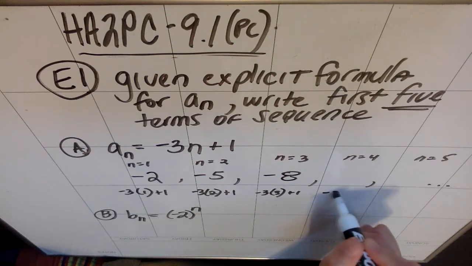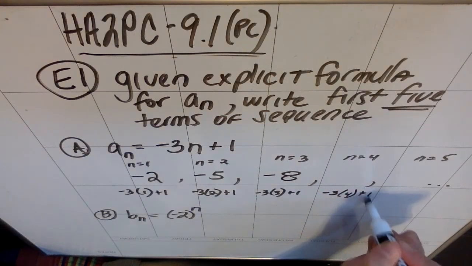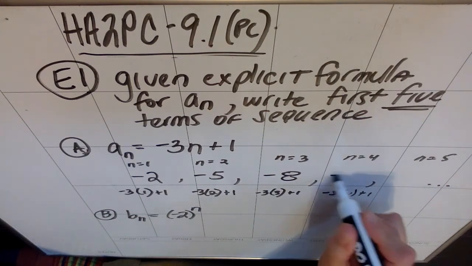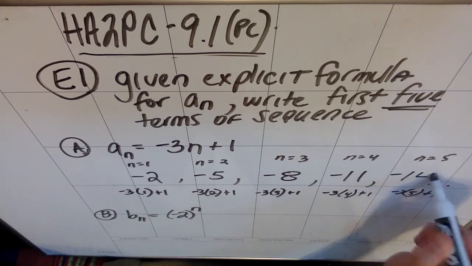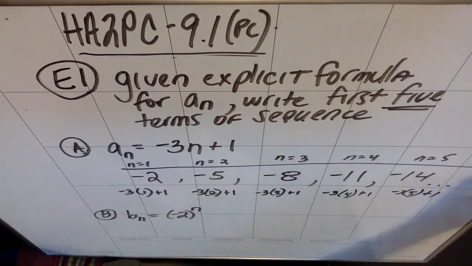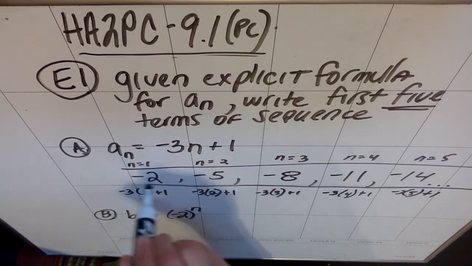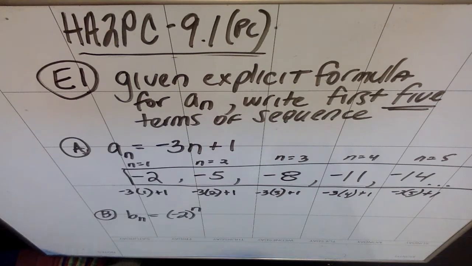When I plug in 4, I'll get negative 3 times 4 plus 1. Well, that's negative 12 plus 1, so negative 11. And when I plug in n is 5, I'm going to get negative 3 times 5 plus 1, so that should be negative 14, dot, dot, dot. So those are my first 5 terms in my sequence. I found the first 5 terms by plugging in n is 1, n is 2, n is 3, n is 4, and n is 5, because it said the first 5 terms.